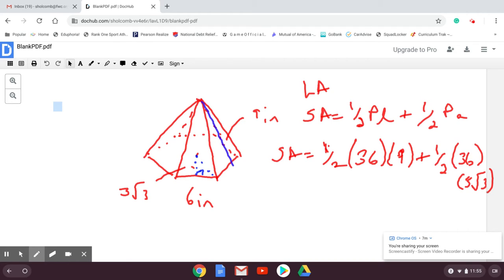But we end up with the surface area being 1/2 of 36 is going to be 18, and 18 times 9 is equal to 162. Plus 1/2 of 36 is 18, and 18 times 3 radical 3 is 54 radical 3. So we'll multiply 54 times the square root of 3 and add 162 to it.